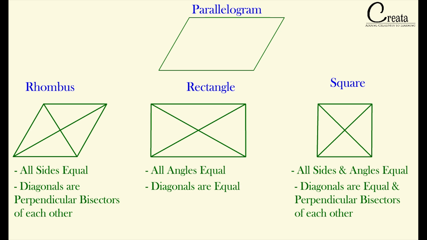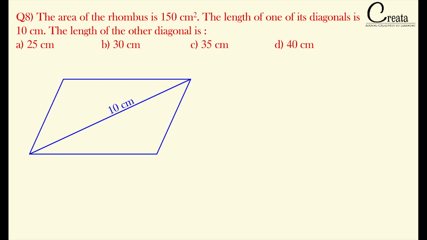We have studied one of the important property of the rhombus, that is diagonals of a rhombus are perpendicular bisector of each other. That is, these diagonals of a rhombus are perpendicular to each other. Means these angles are 90-degree angle. With the help of this property, we will solve this question. Let's see what I am talking about. So let's approach the question.